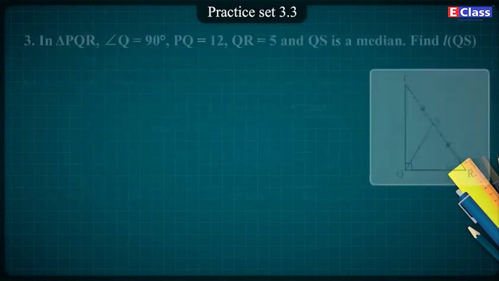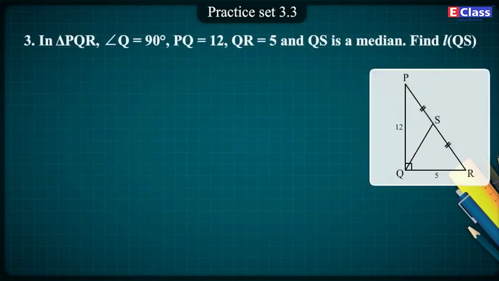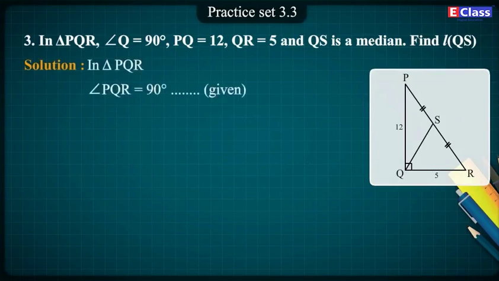Question number 3. In triangle PQR, angle Q is equal to 90 degrees. PQ is equal to 12. QR is equal to 5. And QS is a median. Find length of QS. Solution: in triangle PQR, angle PQR is equal to 90 degrees, which is given.